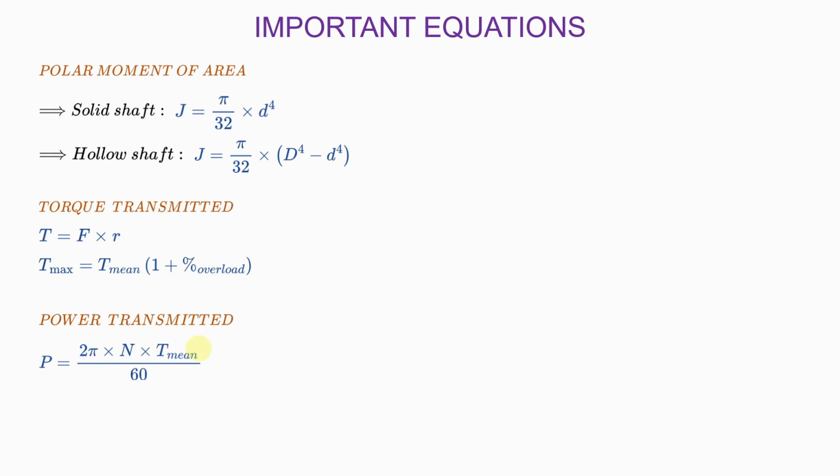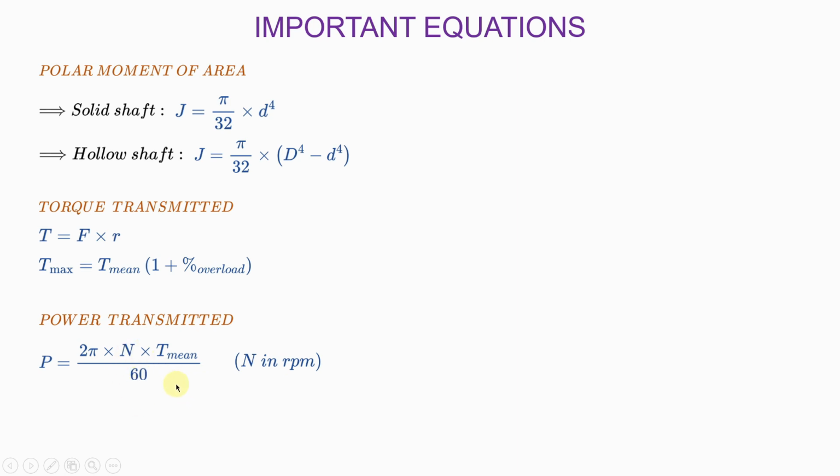Power is equal to 2 pi nT divided by 60. What is important for you to understand is that the torque in this equation is the mean torque, okay? So whenever you use this equation, remember that the torque here is the mean torque. And of course, we divide by 60 if n is in RPM. If the frequency of rotation here is given in RPM, then you divide by 60.